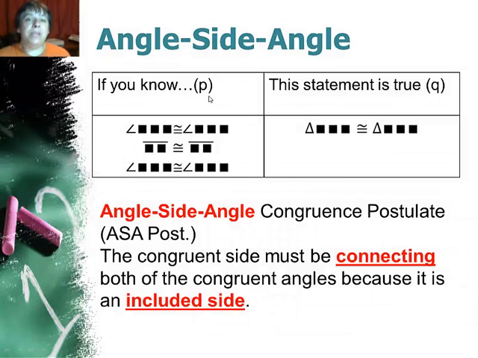In the angle side angle, if you have the angle and included side, so the angles include this side right here, then if you have pairs of congruent angles and sides, you can say the two triangles are congruent.